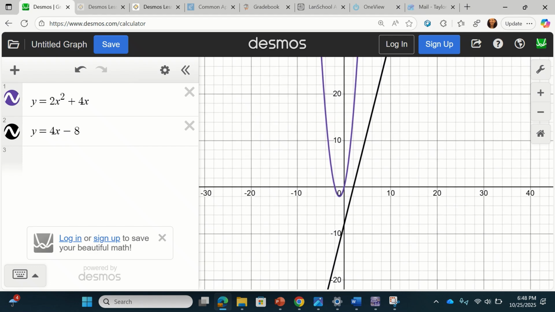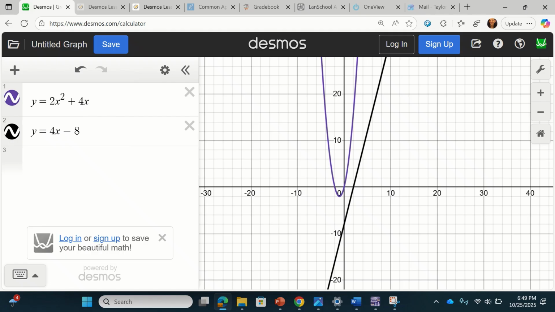So in the last one, we graphed them and then we looked to see where the graphs intersected. And what you can see here is that there is no intersection. You can see the graph of the left, 2x squared plus 4x, and then you can see the other side, 4x minus 8. And what you can also see is that they are never equal.